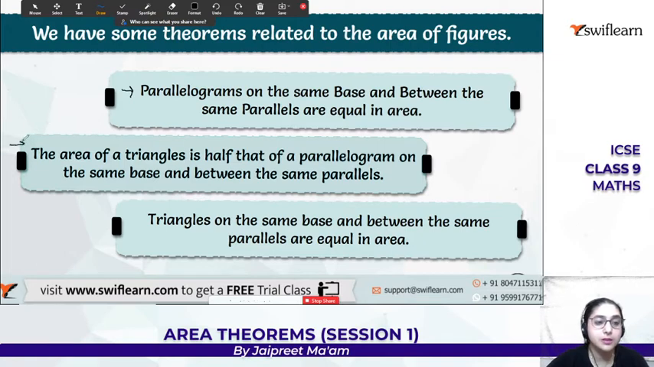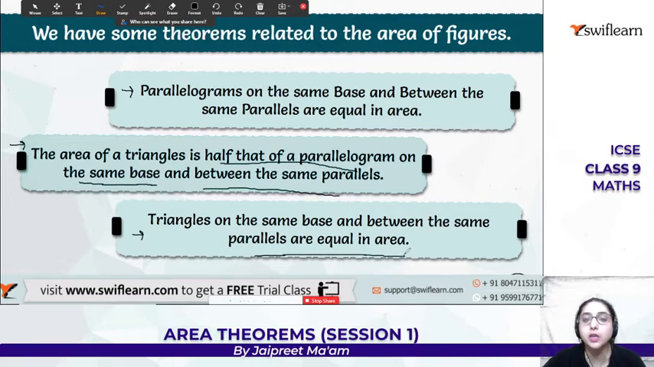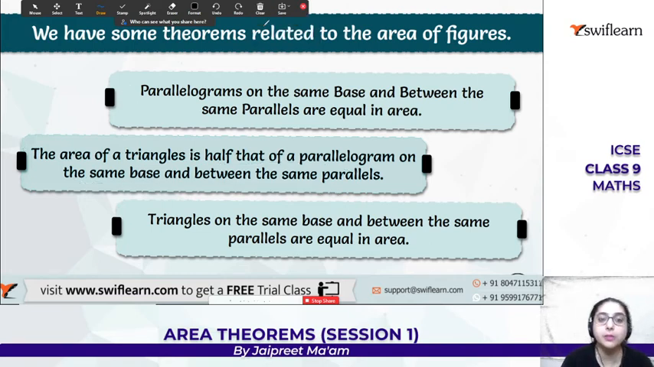Next theorem: the area of a triangle is half that of the parallelogram on the same base and between the same parallels. If a triangle and a parallelogram are on the same base, the area of the triangle will be half. And next: triangles on the same base and between the same parallels are equal in area. We will learn these theorems one by one.